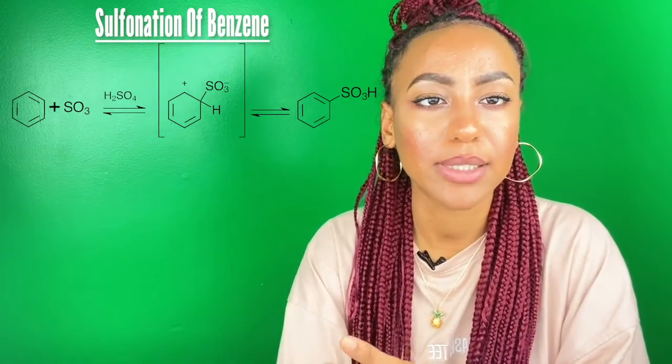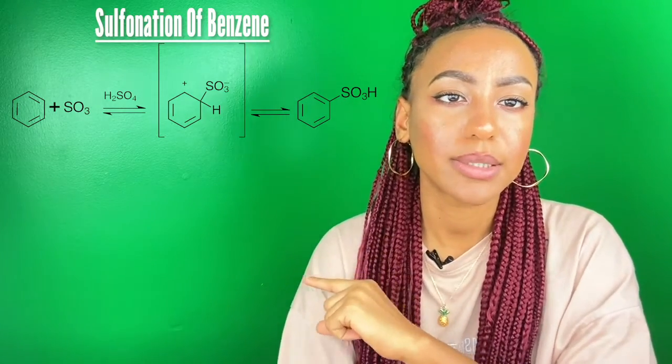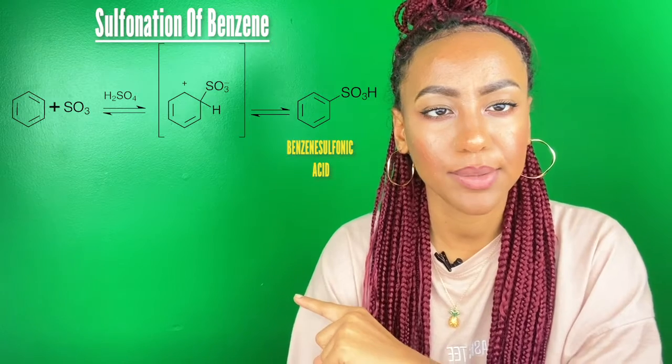22. Describe the sulfonation of benzene. The sulfonation of benzene occurs with the reaction of benzene with fuming sulfuric acid, and that is the equation of the reaction, of which the product is benzene sulfonic acid.